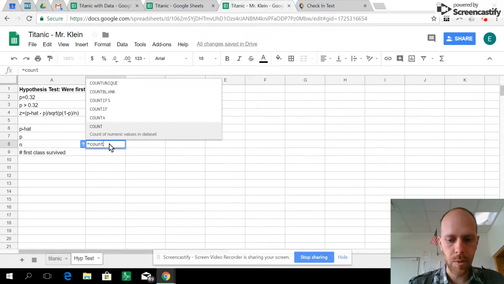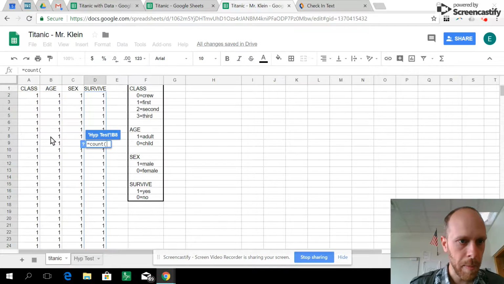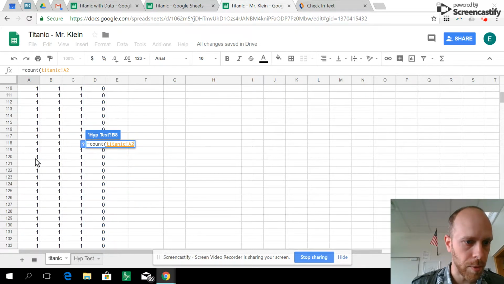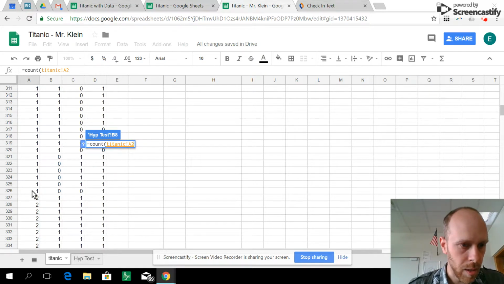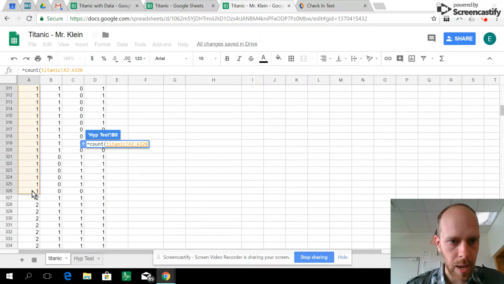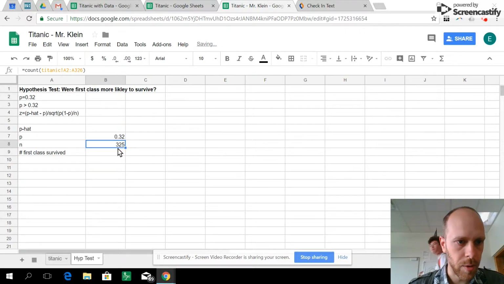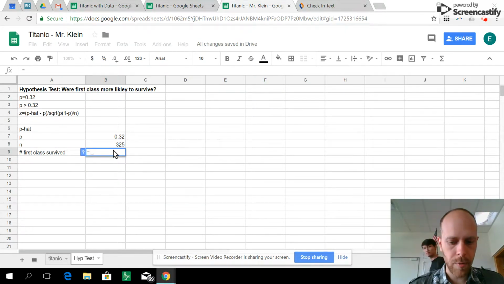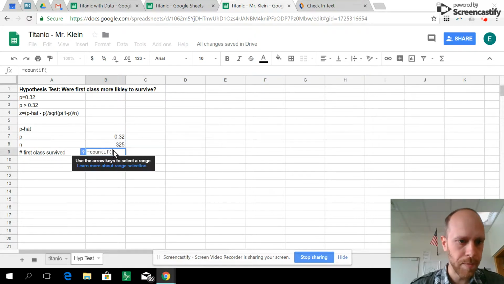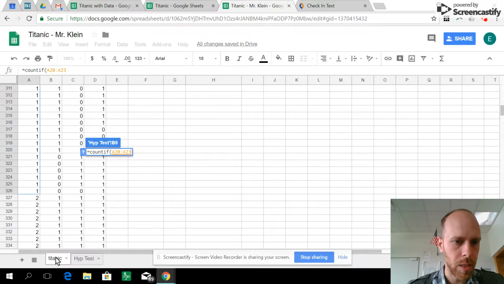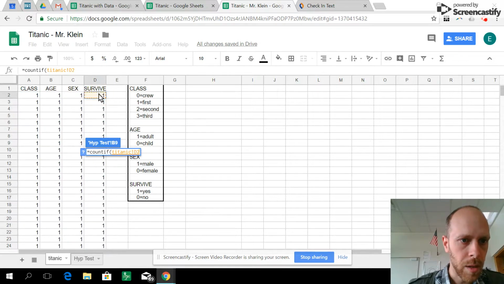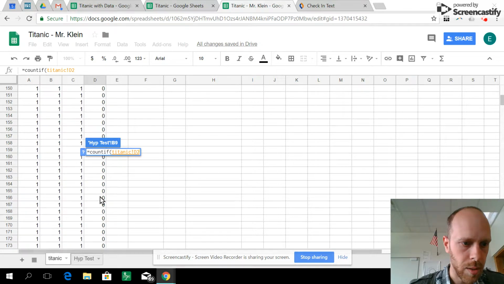What you're going to do is use the count function over here, and I'm going to count how many are in first class just by scrolling through the ones that are in the class column. All right, so there are 325 of those. If we want to know how many of them survived, we're going to use the countif function. Here's how that works. Go to Titanic, go to the survive column and scroll through until you get to the end of first class. And first class ends right here where you see that 2.